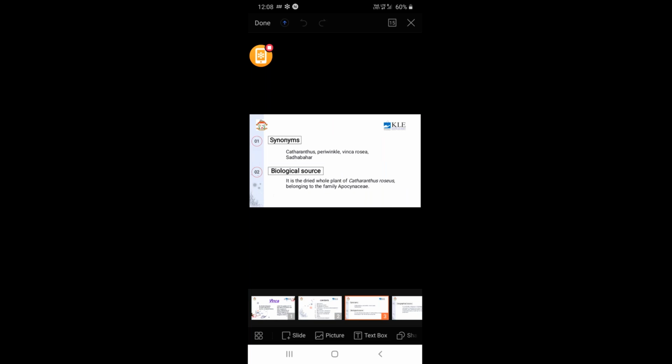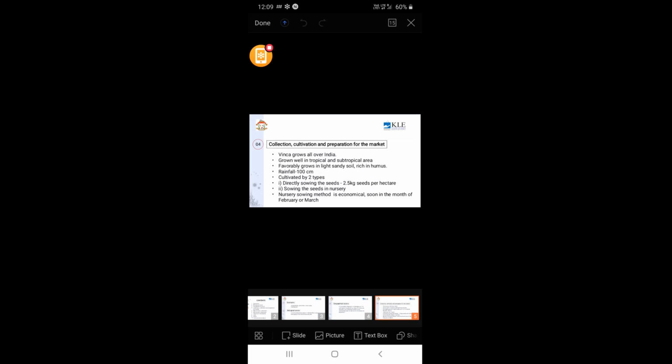Vinca belongs to the anti-tumor category, that is the drugs which are used to treat cancer. The synonyms are Catharanthus, periwinkle, Vinca rosea, and in Hindi it is also called Sadabahar. The biological source of Vinca is the whole dried plant of Catharanthus roseus belonging to the family Apocynaceae.